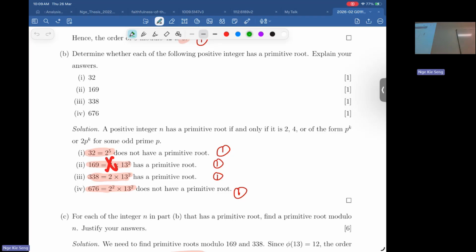Okay, first of all, 2 is not an odd prime, right? So prime power refers to odd prime. You have power of 2 that has primitive root only up to 4. So 2 and 4. 4 is 2 to the power 2. And then here, the fourth one is not twice the power of an odd prime, because you have an extra attribute.